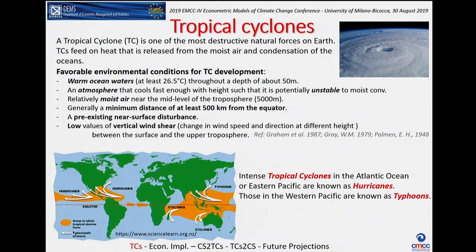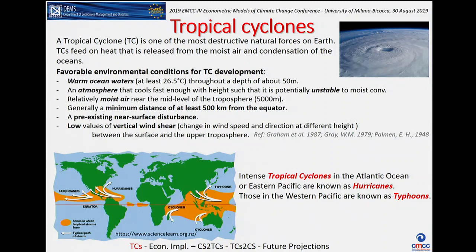So these are the typical conditions that we need. Depending on the basin where they develop, they assume different names. Typically, when the tropical cyclone reaches a velocity of 33 meters per second, that is something like 110 kilometers per hour, the wind velocity at the surface at 10 meters is the parameter used to classify the tropical cyclones, so that they become hurricanes or typhoons, depending on the region where they are.